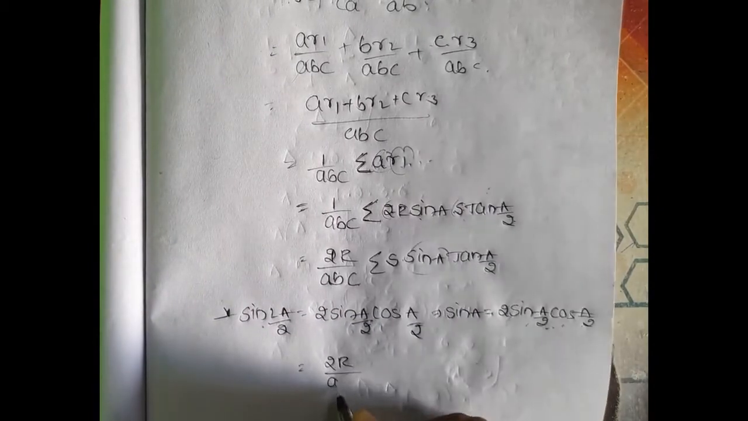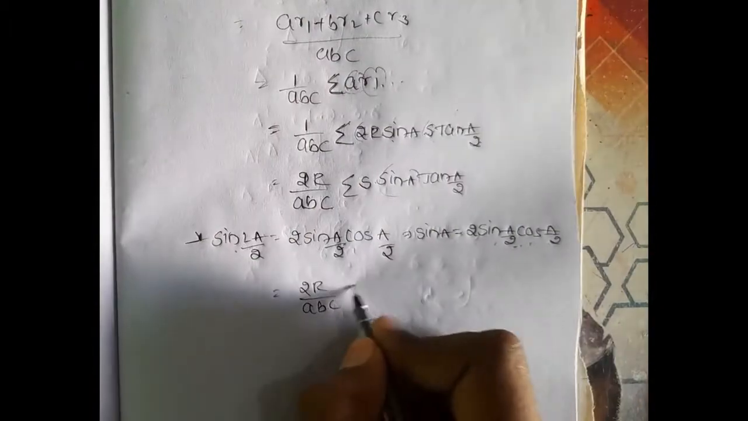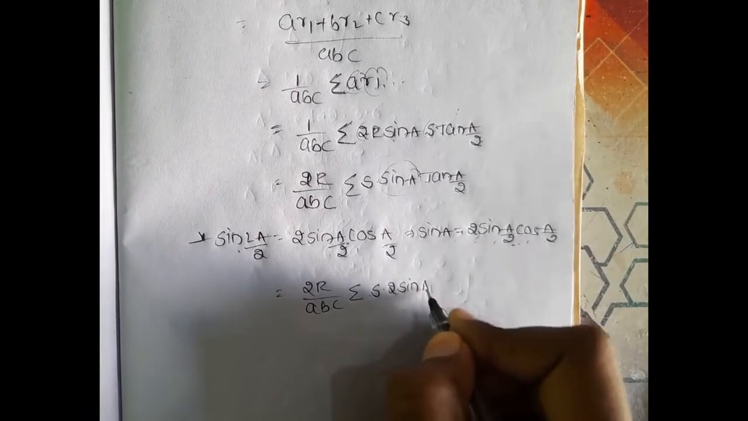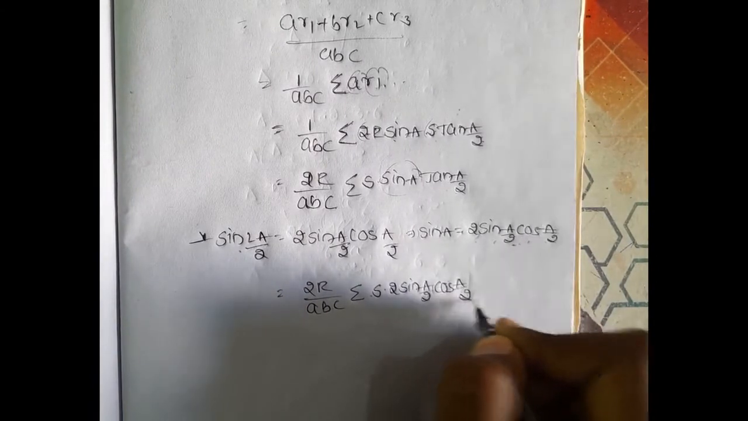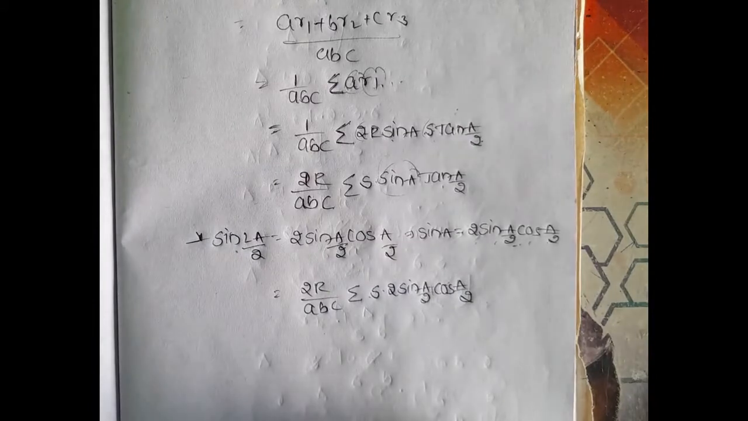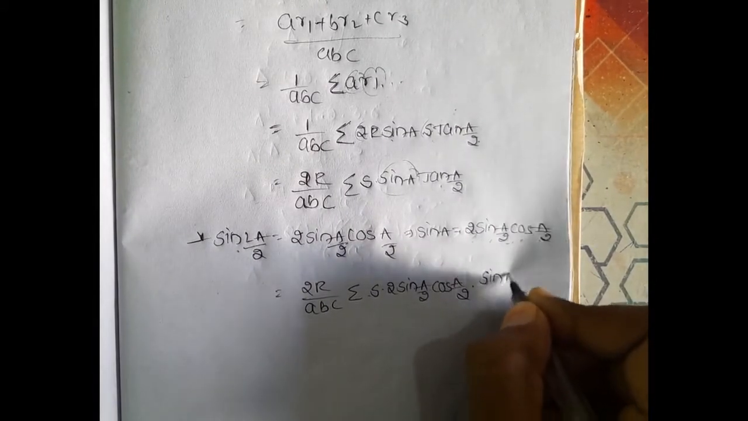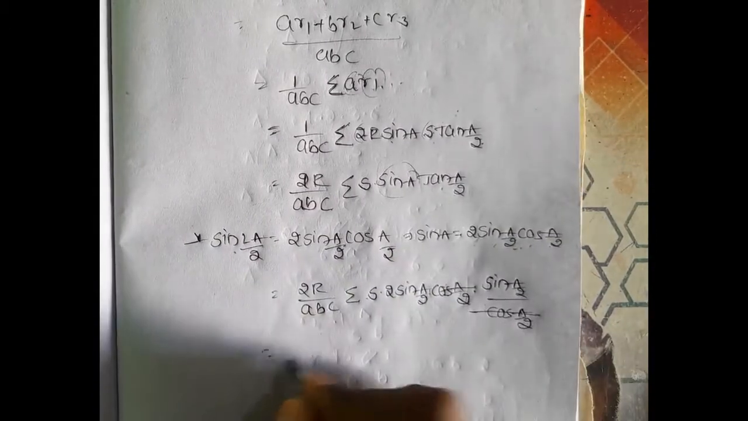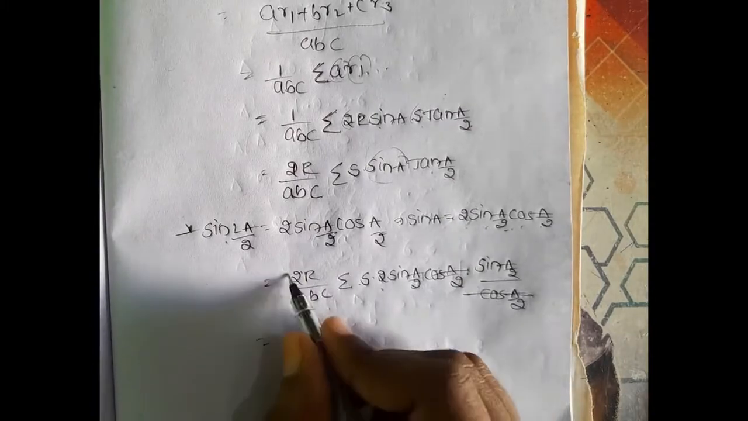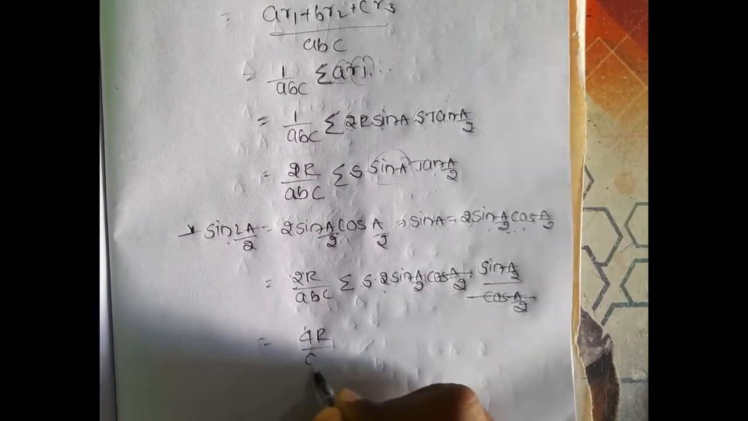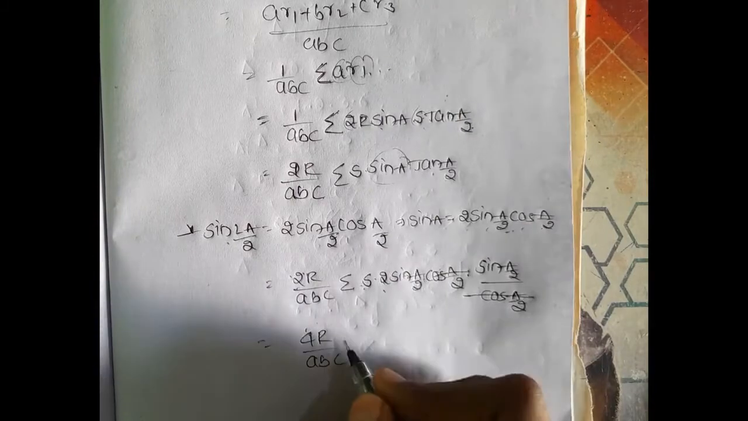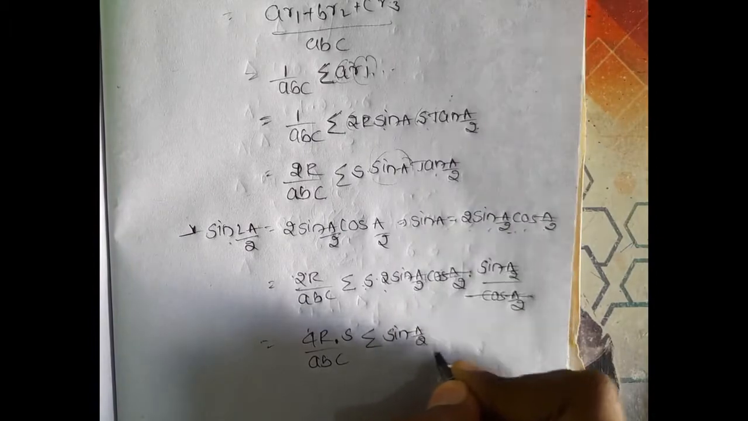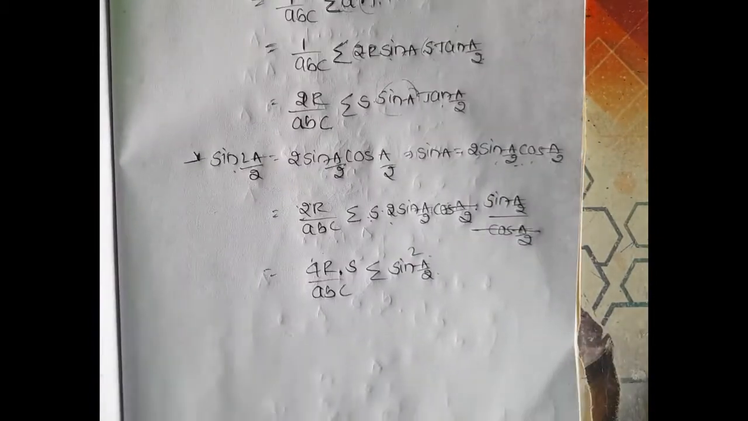Now 2R over ABC, sigma s, replacing sin A with 2 sin A by 2 cos A by 2, and you know that tan theta is sin theta by cos theta. So here sin A by 2 over cos A by 2. Here cos A by 2 and cos A by 2 get cancelled and 2 can be taken outside. 2 into 2 is 4, over ABC. s can also be taken outside, into s sigma. Now sin A by 2 into sin A by 2, so sin square A by 2.